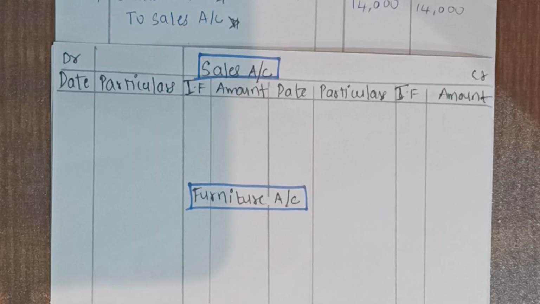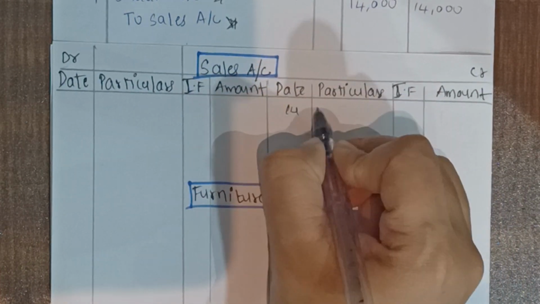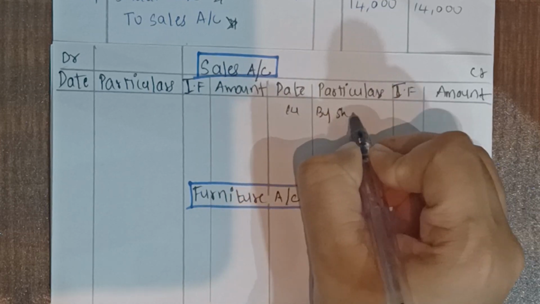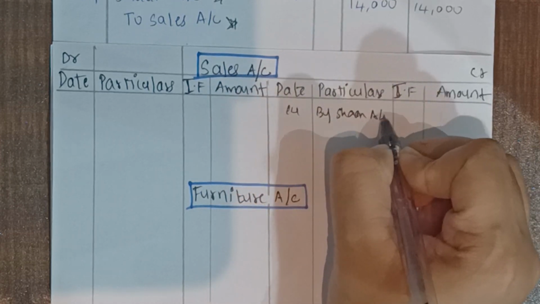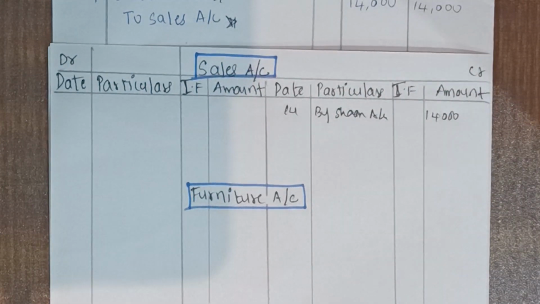Done. Now we know that sales is credited. So on the credit side, instead of sales, what will we write? We'll write Shan account. So the date is 14, by Shan account, and the amount is rupees 14,000. So with this we finish our third transaction.